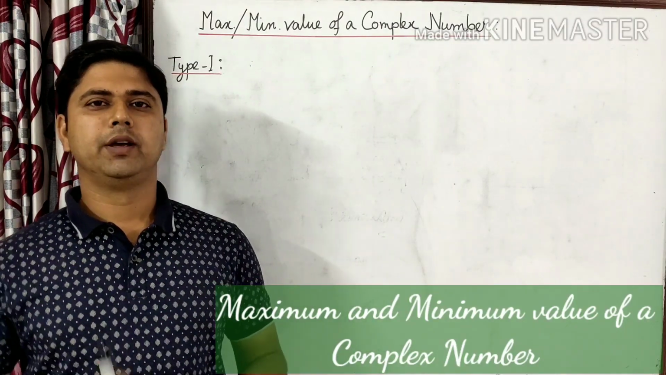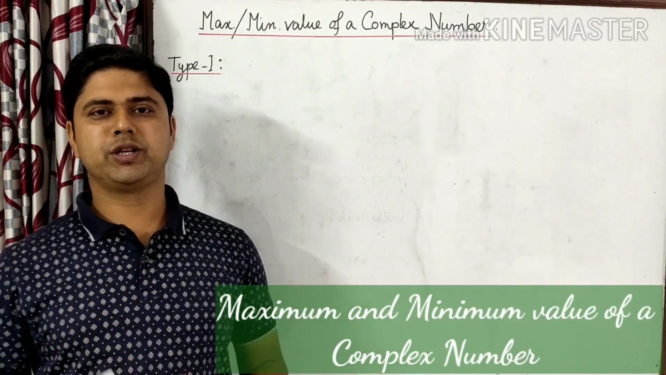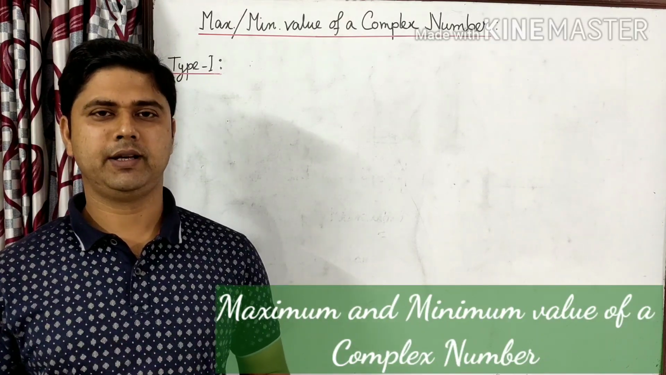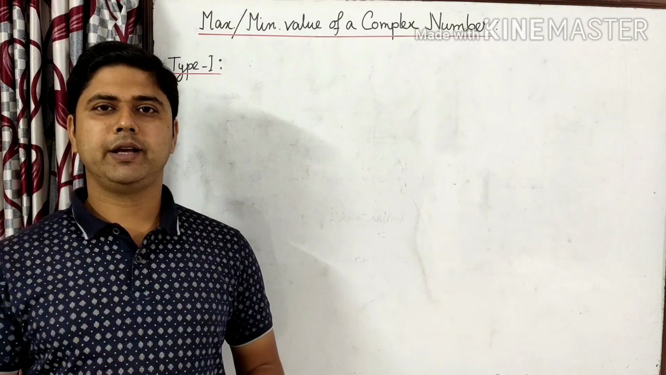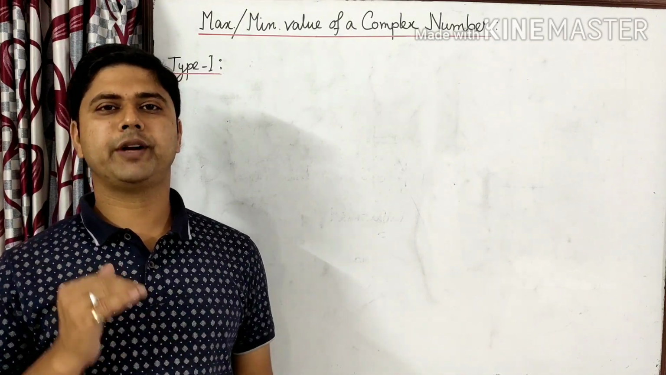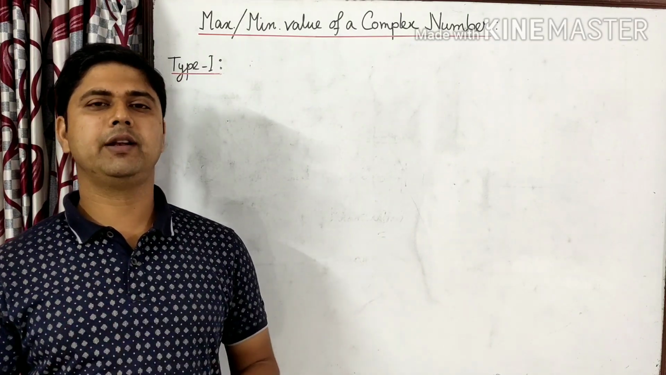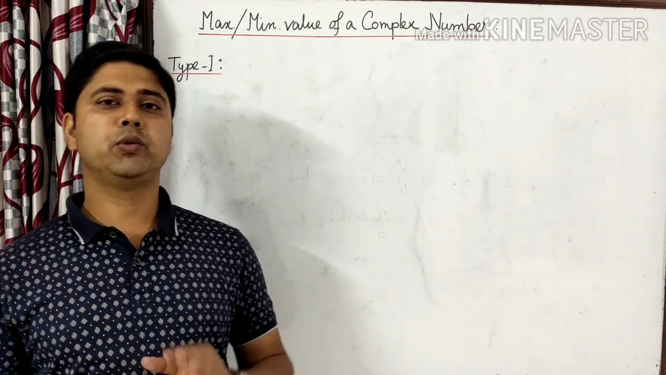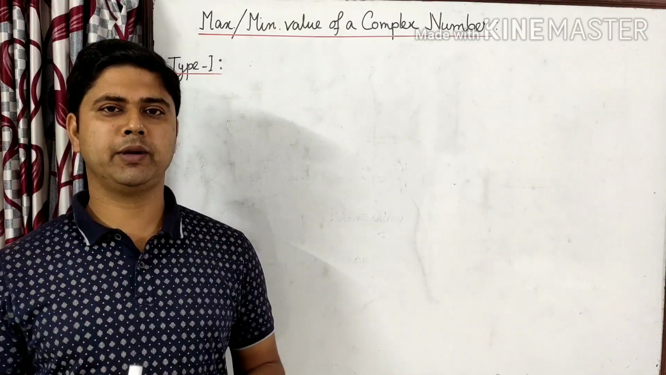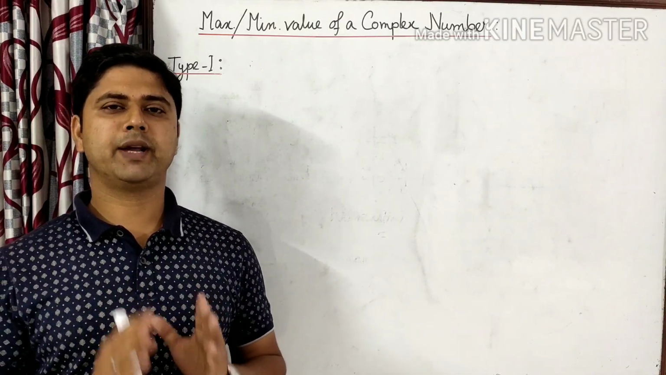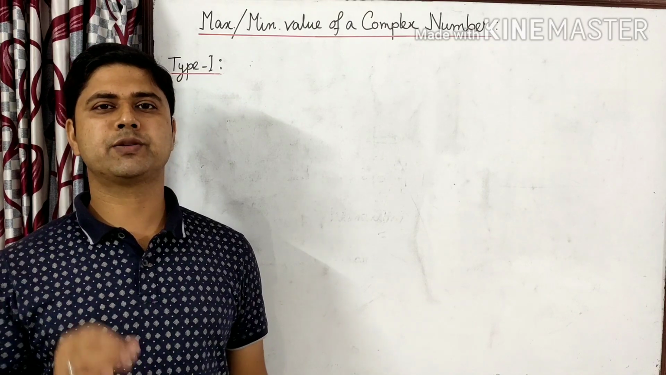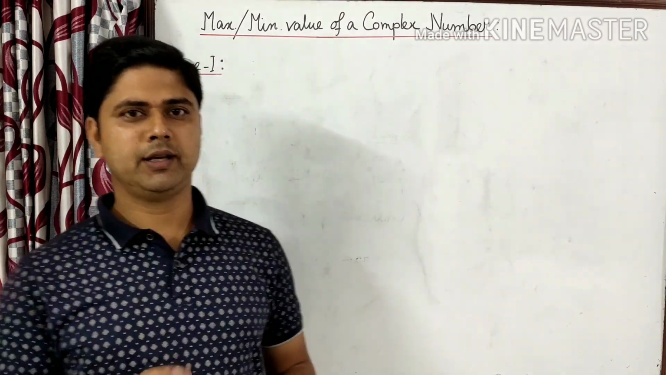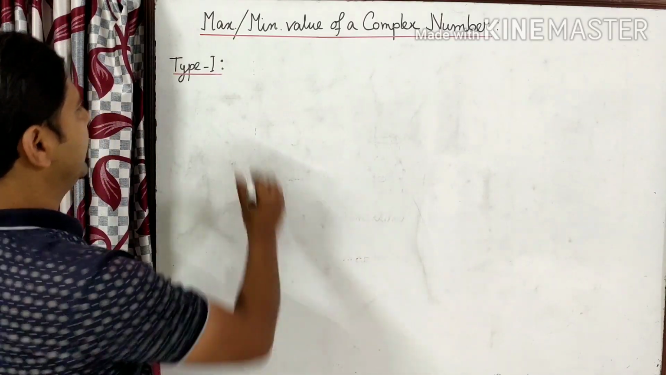Hello everyone. Today in this video I am going to discuss how to find the maximum and minimum value of a complex number. Generally, with the help of the triangular inequality we can find the maximum and minimum value of a complex number. But without using the triangular inequality, for some types of complex numbers we can find the maximum and minimum value. How can it be possible? Let us consider an example like that.